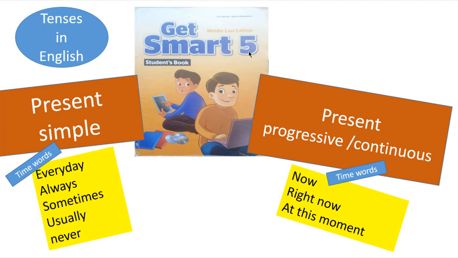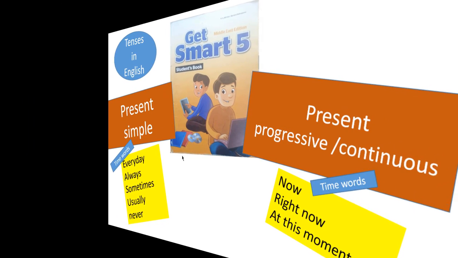In our book, Get Smart 5, they call it the present progressive. So with now, right now, at this moment, we use the present progressive tense. If we find now in the sentence, we use the present progressive. And if we find every day, always, sometimes, usually, never, we will use the present simple tense. Okay, good. I will give you some sentences. You will understand more.